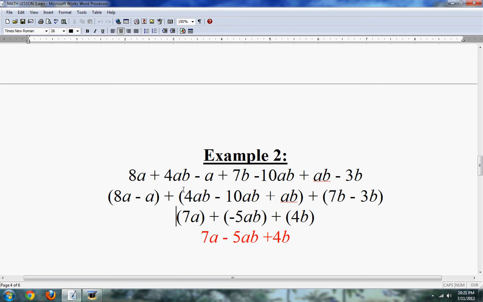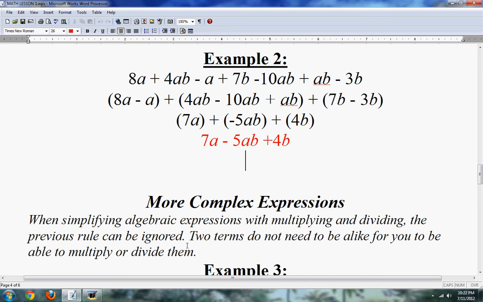Here we're getting a negative number, so again there's a 1 here. 4 plus the 1 here is 5, and then 5 minus 10 is negative 5. And then you just carry over the AB, so we have negative 5AB. Here we have 7b minus 3b. 7 minus 3 is 4. Carry over the b, so we have 4b. And then here is our answer. It cannot be simplified anymore.